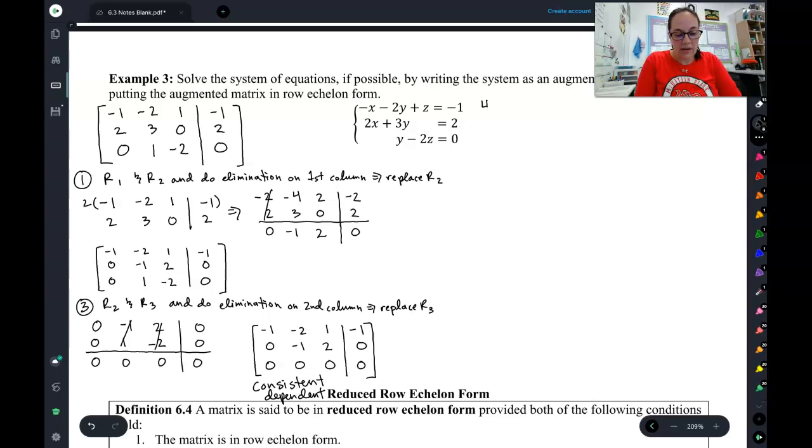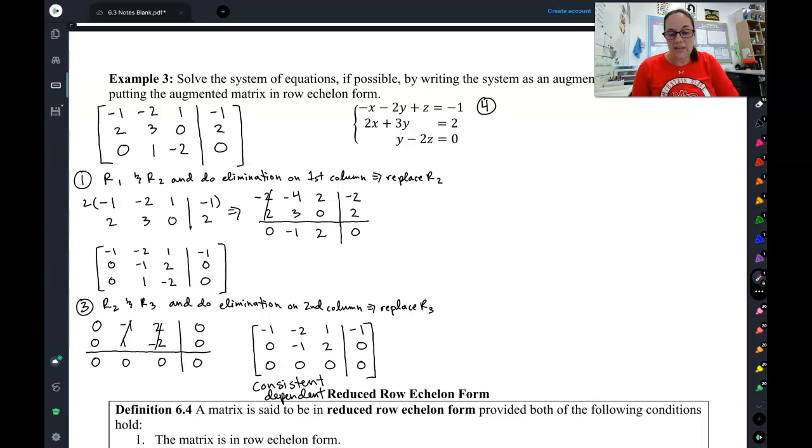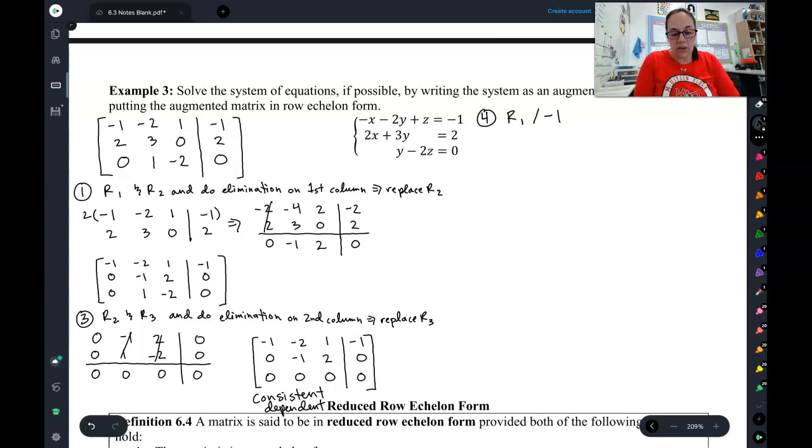So we're going to do our next step. Now that all the zeros are in the right place, now I can focus on the 1s. So I need that to be a positive 1. So I'm going to do row 1 divided by negative 1. And I'm going to start to go a little faster. At the same time, I'm going to do row 2 divided by negative 1. So then that way, I can have my positive 1s on the diagonal.